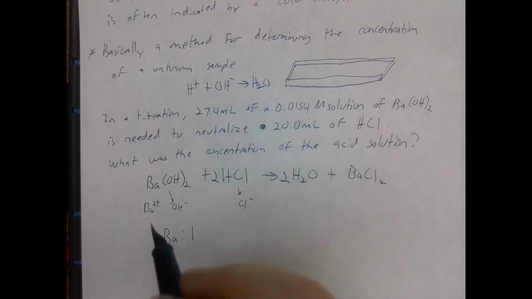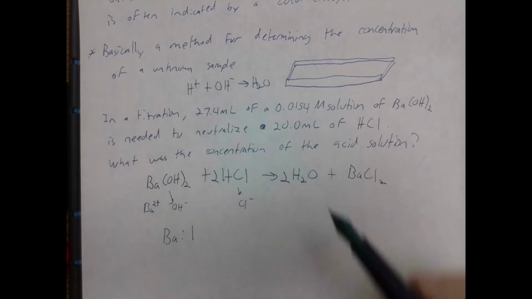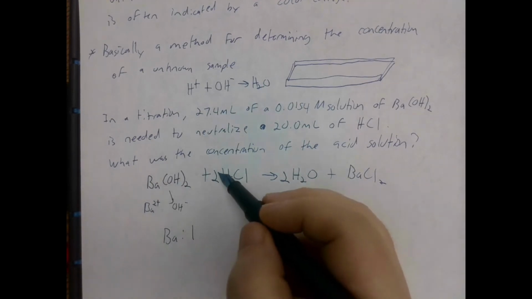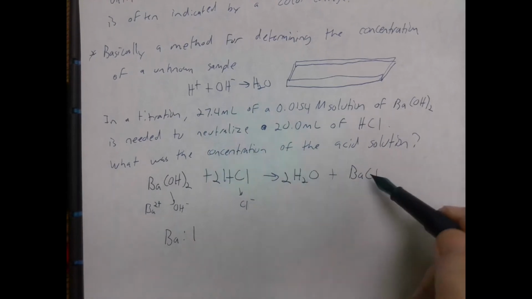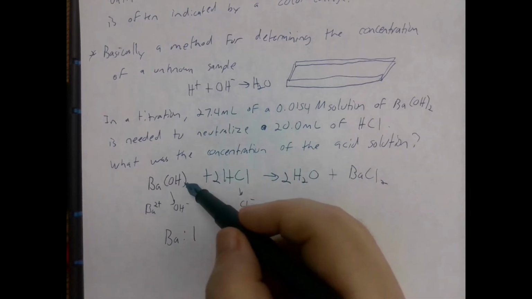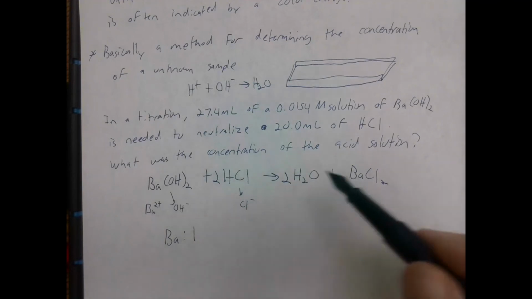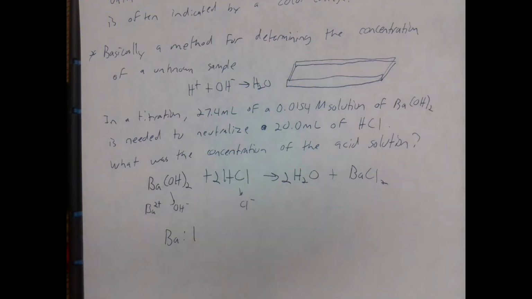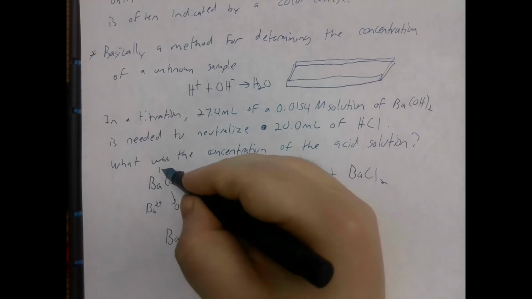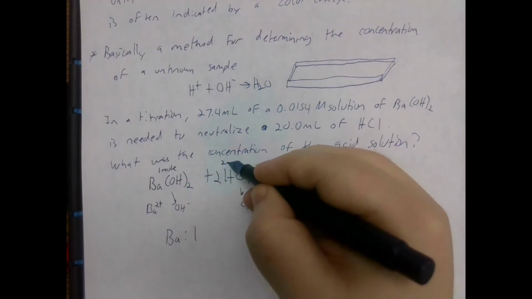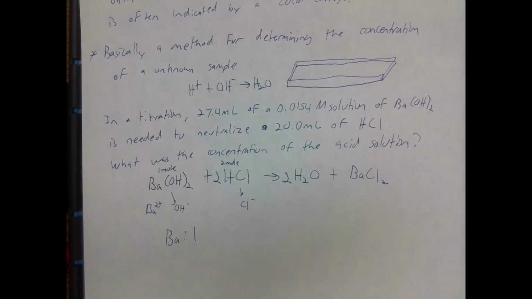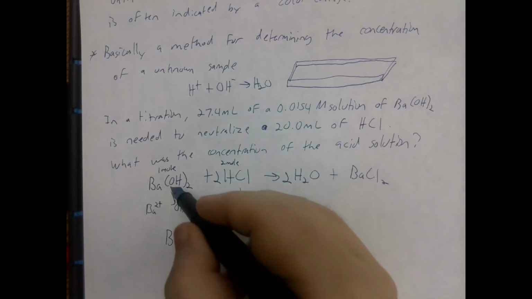1 barium, 2 oxygen, 2 oxygen, 2, 4, 5, 4, hold on, I did that wrong. That would be 2 plus 2 is 4, and 2 times 2 is 4. So 4 hydrogen, 2 chlorine, it's balanced. So we know 1 mole of this reacts with 2 moles of this. So the ratio is 1 to 2.